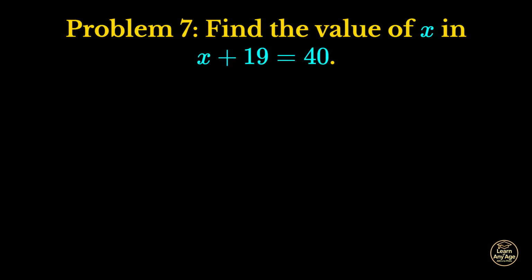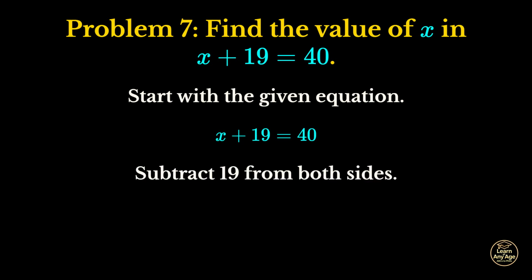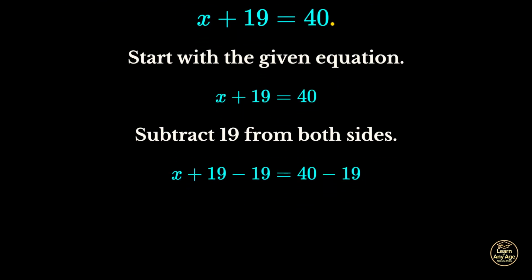Problem 7. Find the value of x in x plus 19 equals 40. Start with the given equation. X plus 19 equals 40. Subtract 19 from both sides. X plus 19 minus 19 equals 40 minus 19.